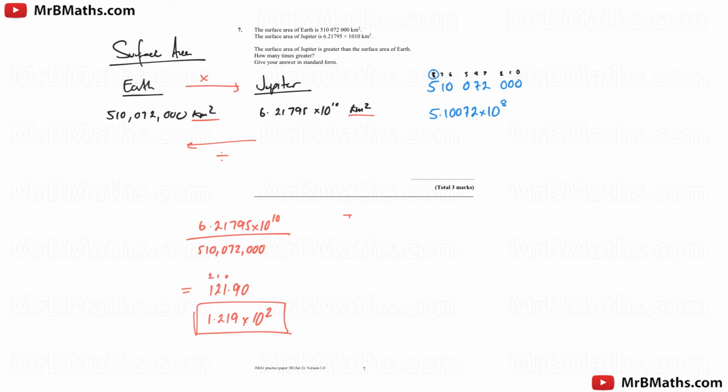Okay. Now, if you just need to go over that, or you're not sure how to do that confidently, there are some videos on the channel which you can click and go through those types of questions. And then you could have done this in standard form. So you could have done the same thing, Jupiter divided by Earth, and you would have got 121.90. Given that in standard form, you then get the answer we got here, 1.219 times 10 to the 2.